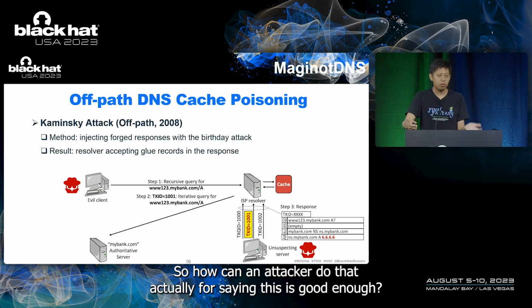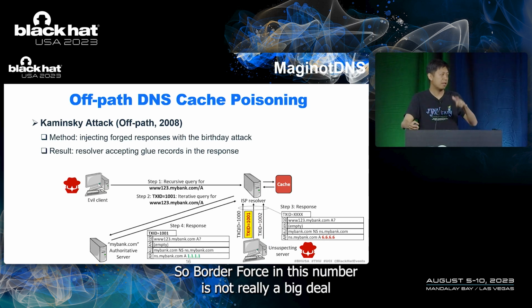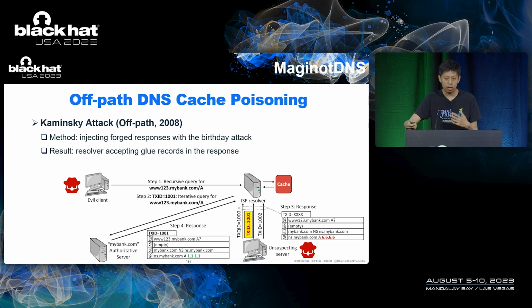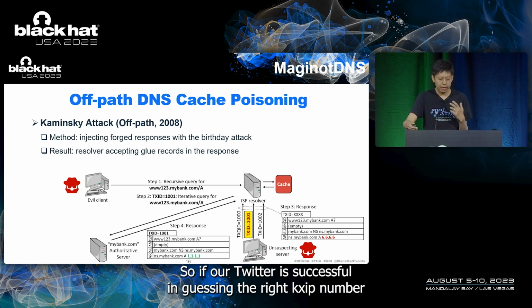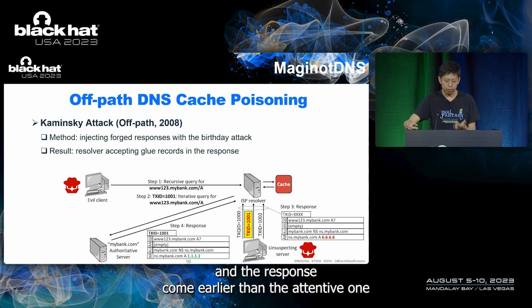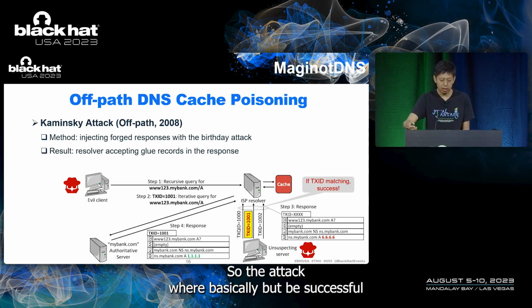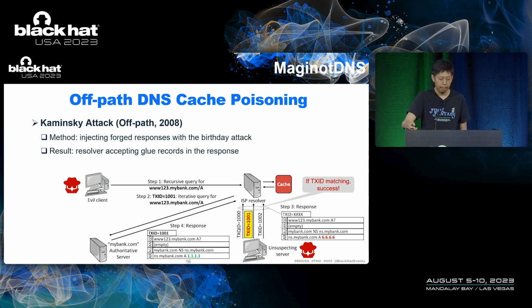So how can an attacker do that? Actually, brute forcing is good enough. The reason is that in old times, TXID was only 16 bits. So brute forcing this number is not really a big deal from a computational perspective. If an attacker is successful in guessing the right TXID number, and the response comes earlier than the authoritative one from mybank.com, it can be accepted by the recursive resolver. So the attack will be successful.